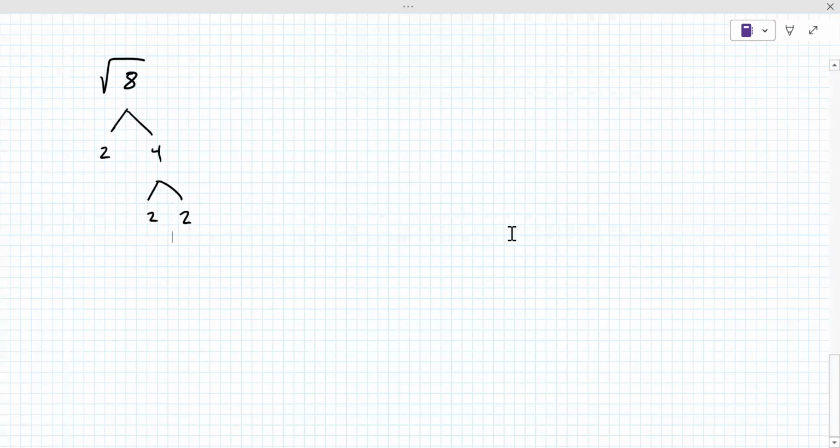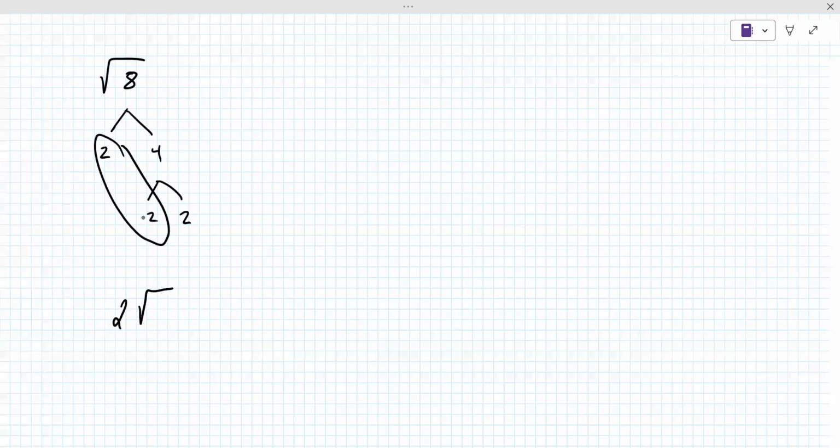Let's look at the square root of 8. Square root of 8 is 2 and 4, and then 2 and 2. Do you see any pairs on the leaves? Yes, the 2s. So just one pair. Okay, so this time it's 2 square root of 2. So it is possible for the numbers on the outside to be the same as the numbers on the inside.